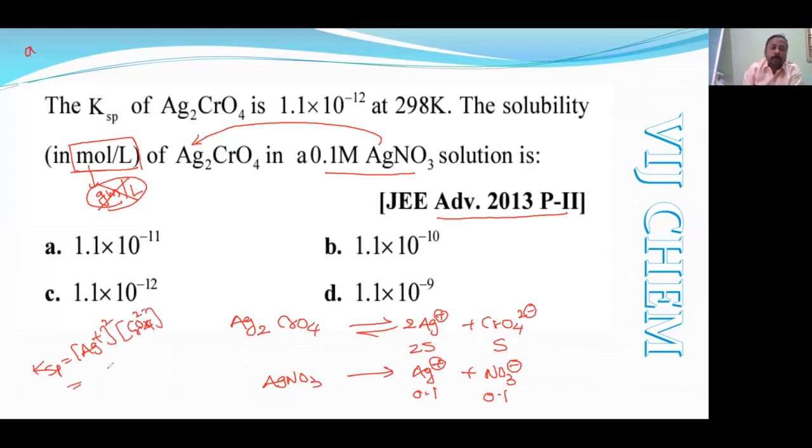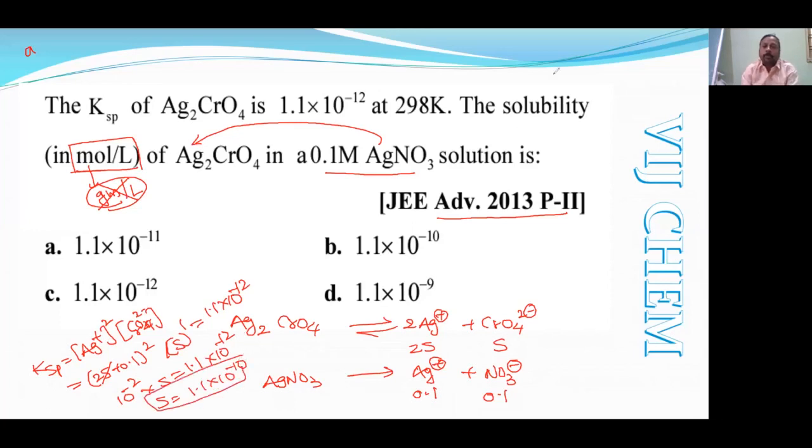So Ag plus concentration is how much? 2S plus 0.1, whole square, and here it is S to the power of 1, is equal to how much? 1.1 into 10 to the power of minus 12. So here you can neglect this 2S. So this will be 10 to the power of minus 2 into S is equal to 1.1 into 10 to the power of minus 12. So solubility will be 1.1 into 10 to the power of minus 10. This is the process to calculate the solubility if common ion effect is given.